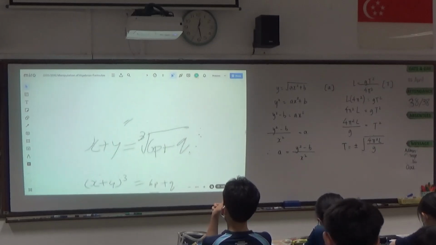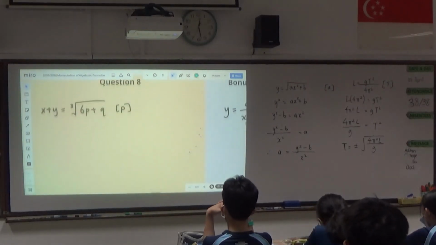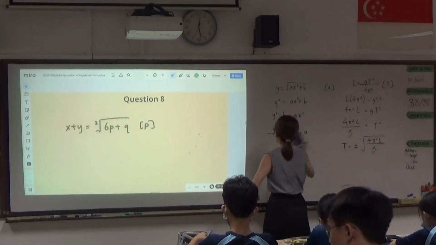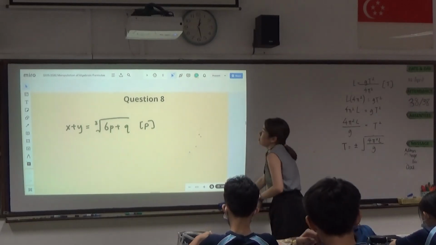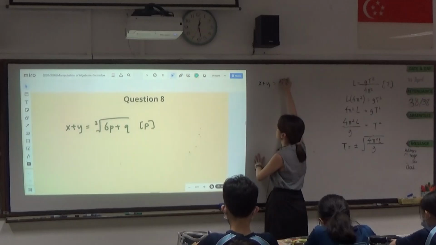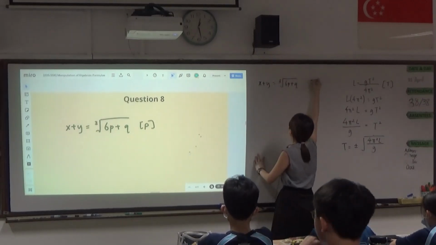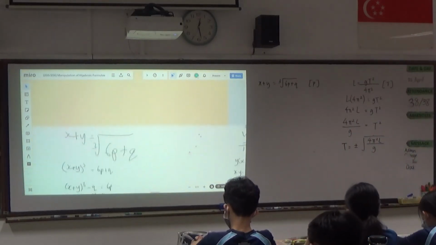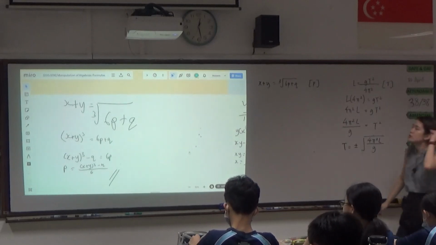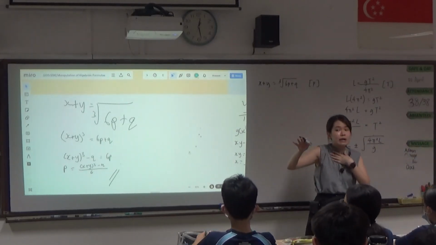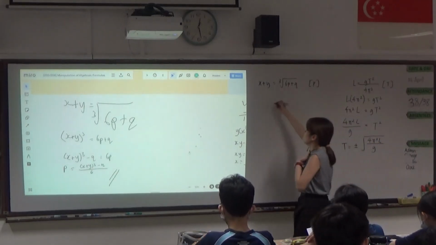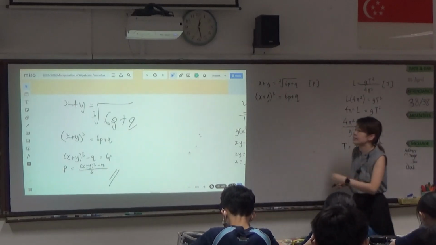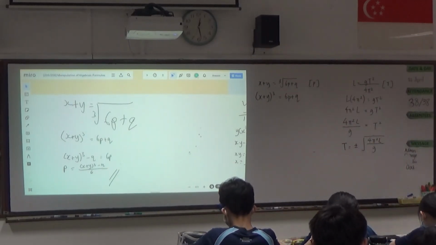I want us to finish up question A, so that we finish this section quickly. Okay, we have x plus y equals the cube root of 6p plus q, and p being the subject. P is inside the house. How can we get rid of the house? The cube root. We need to cube it, right? Don't just throw it away. Okay, apply a cube. So we get this. That is the reverse of your cube root.